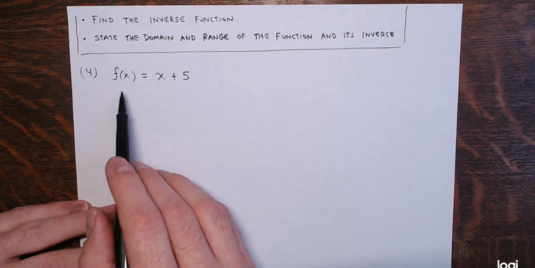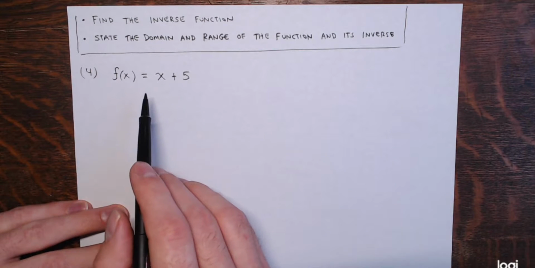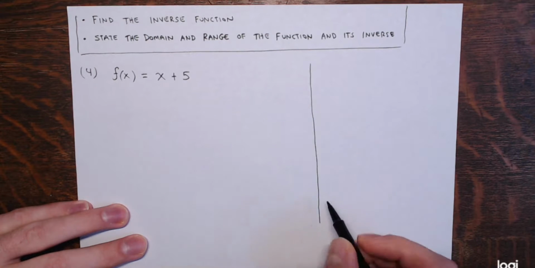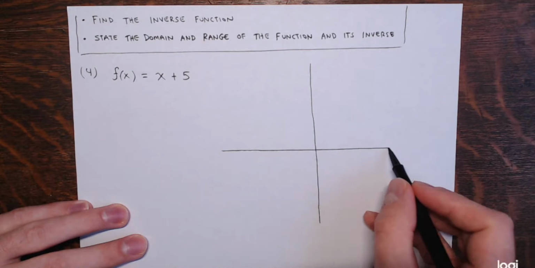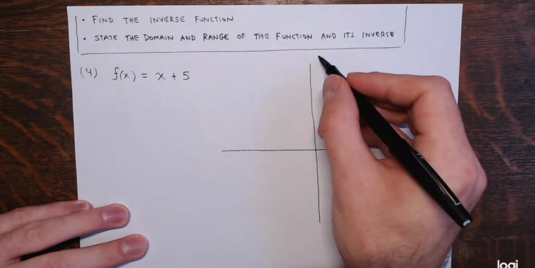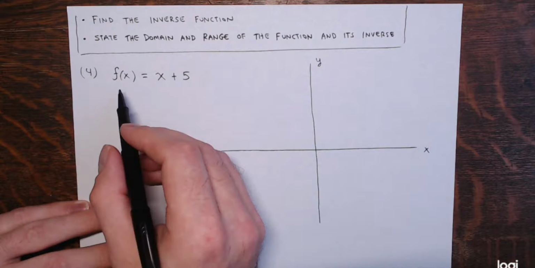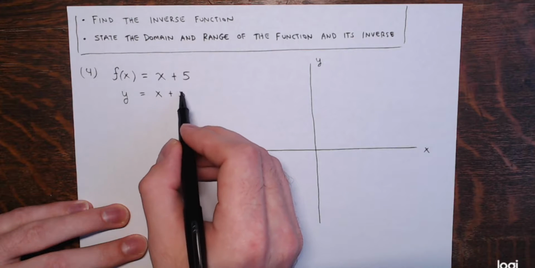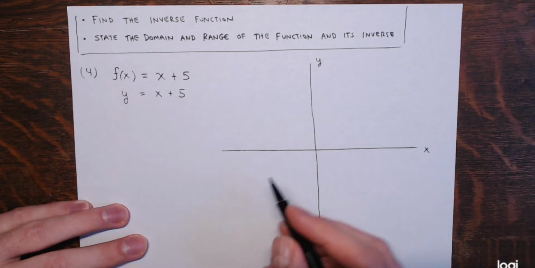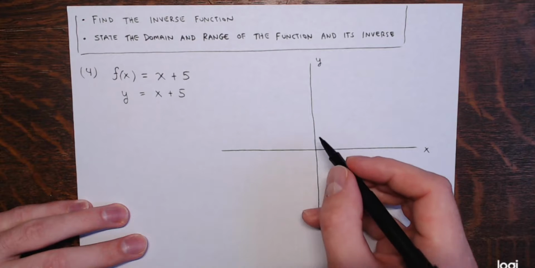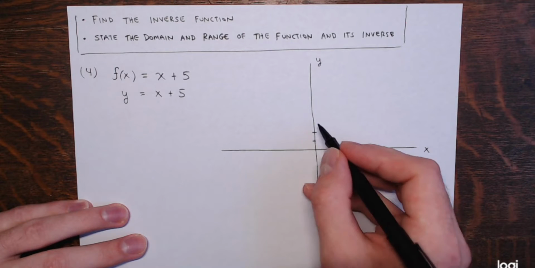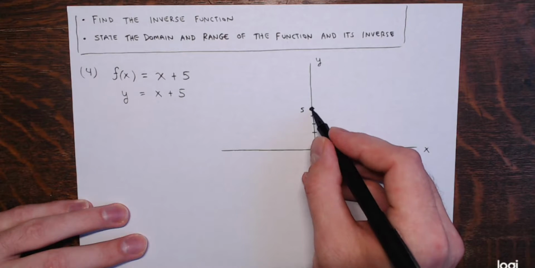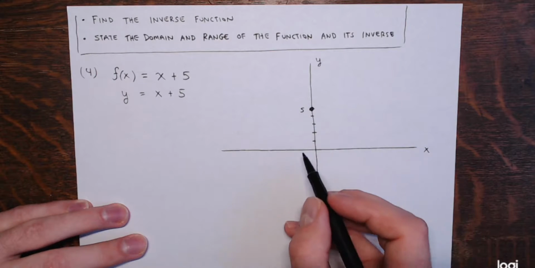For this first one, I'll do a drawing by hand. It's a pretty easy one. It's just y equals x plus 5. And this is just a line. It's got the point 0, 5 on it. It would have the point negative 5, 0.